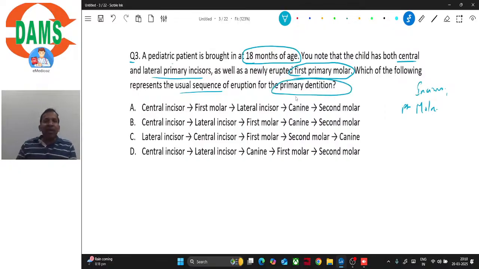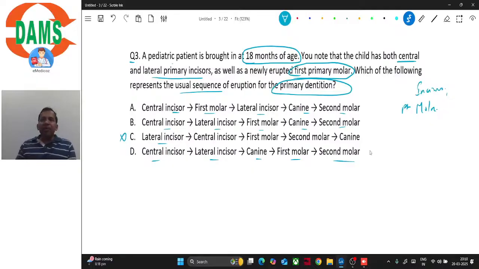So we have to identify the correct sequence of the eruption of primary dentition. So which one do you think is the correct sequence? Is it central incisor, then first molar, then lateral incisor, canine, second molar, or is it central incisor, lateral, first molar, canine, and second molar? Obviously, lateral incisor does not erupt first. So central incisor, lateral incisor, canines, first molar, second molar. So which of these do you think is the correct answer?